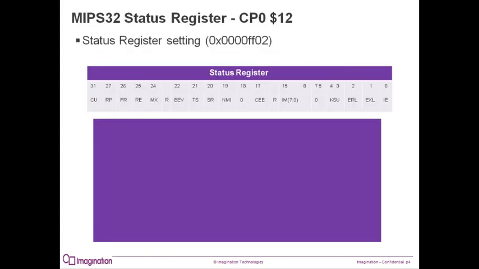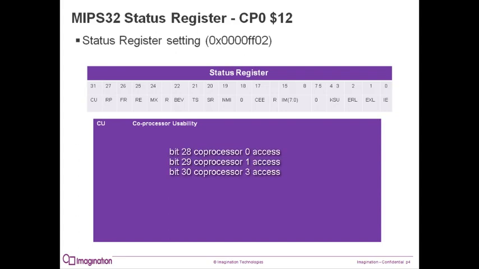The coprocessor 0 status register controls the operating modes of the processor. The status register plays an important part in the initialization process, so I will go into detail here. Bits 28 through 31 are the coprocessor usable bits. These bits control access to coprocessors 0 through 3.